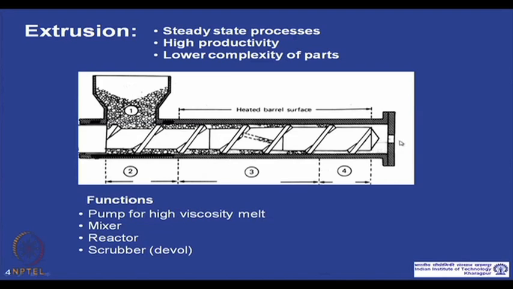If you have a differently shaped die, you can form sheets or pipes right here. Or if you want to use this material for further injection molding or some other molding step, you can cut it into small pieces and make granules.